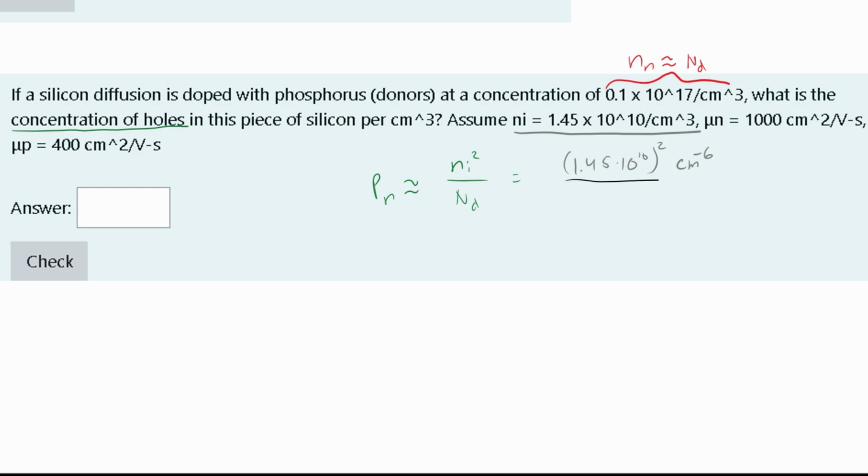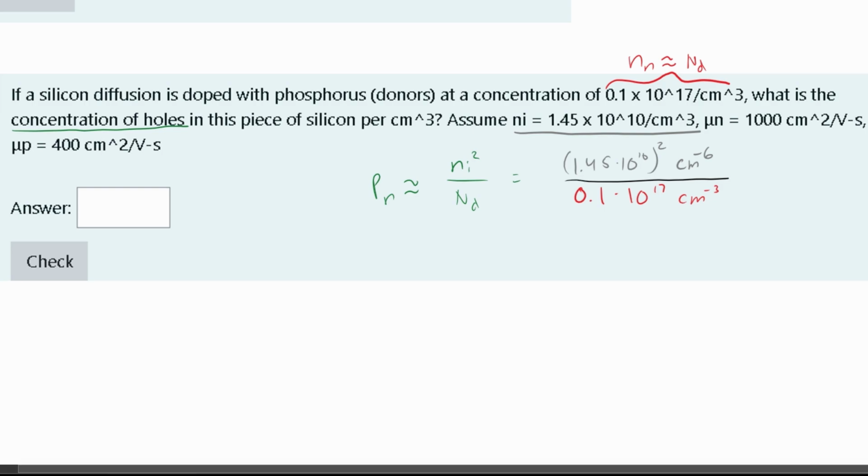Now, let's put this over our ND. So we'll draw our line right here. What is our ND? Well, the ND is given to us up here in red. So our ND is going to be 0.1 times 10 raised to the power of 17. And in the same process, we have cubic centimeters. And so if we plug this into a calculator, we're going to get the following as our answer.